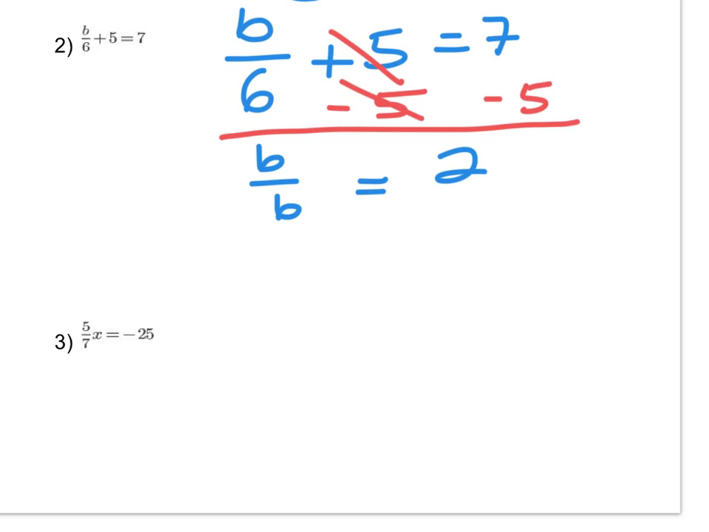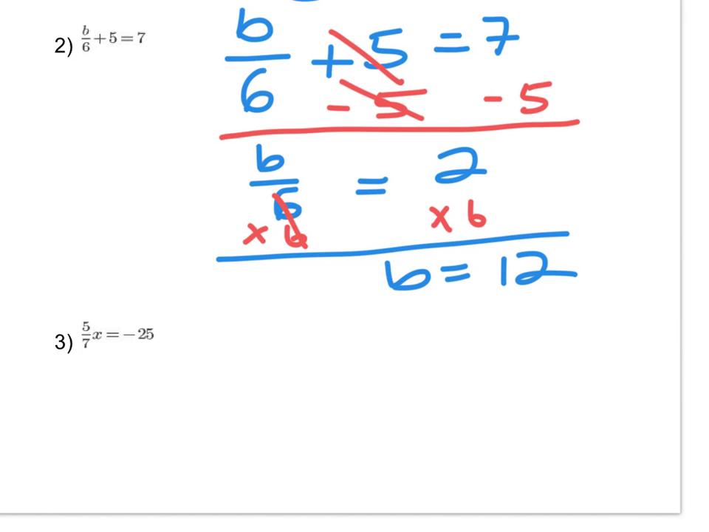I'm just going to make this 6 look more like a 6 and less like a b. And then finally, to reverse division by 6, we multiply both sides by 6. So this 6 is cancelled, and we're left with b equals 12. And if you check it, put the 12 in place of the b in the equation. 12 divided by 6 is 2, plus 5 is 7. Correct.